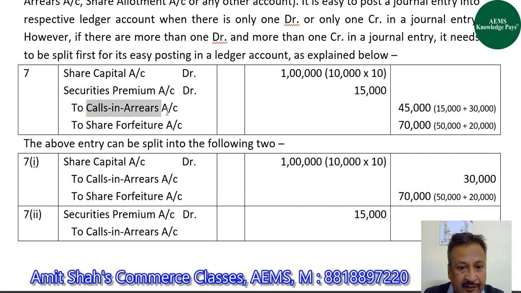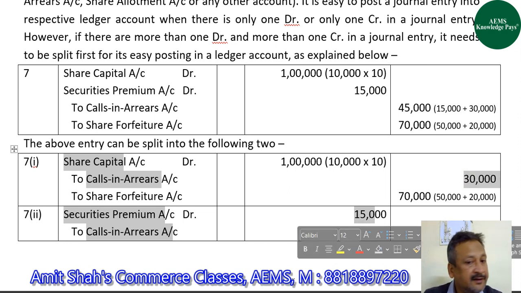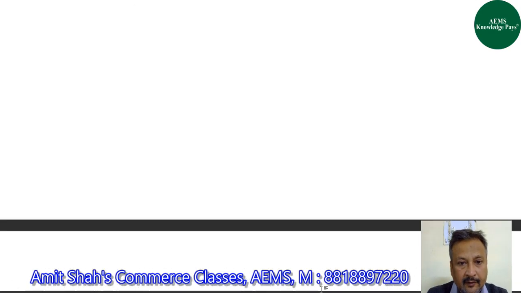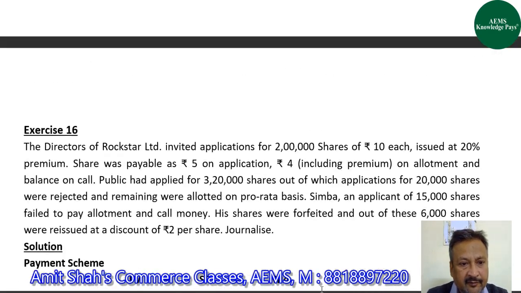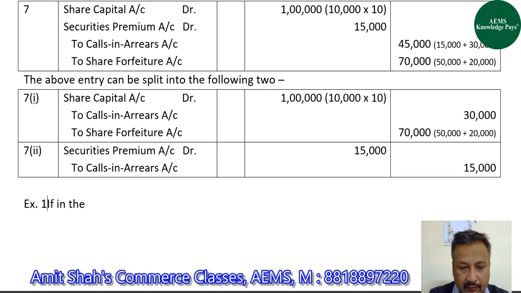In case we are asked to prepare call scenarios account, then on the credit side of call scenarios account, we will write securities premium with 15,000 and share capital with 30,000. Very right. With the amount of call scenarios. Correct or not, guys? This was our example number 16. Do not write anything, guys.